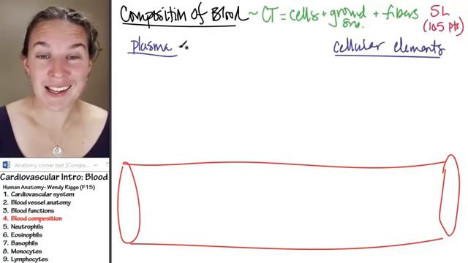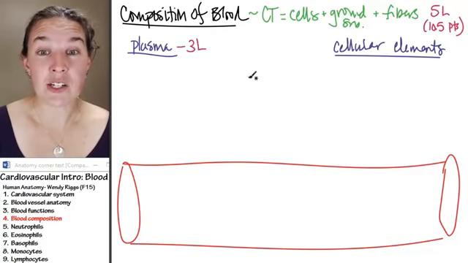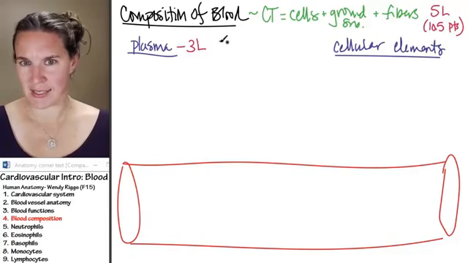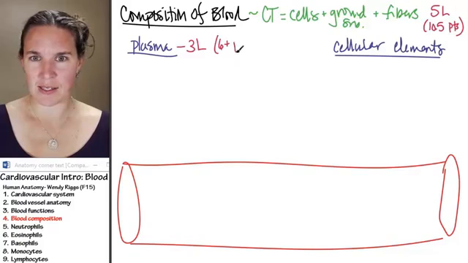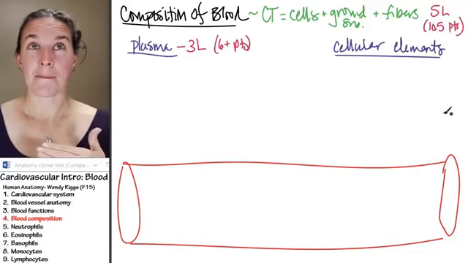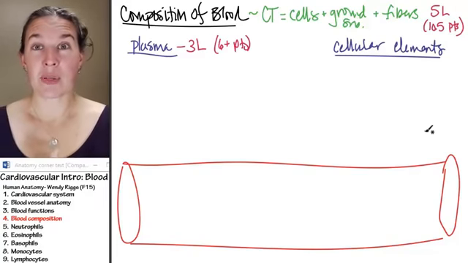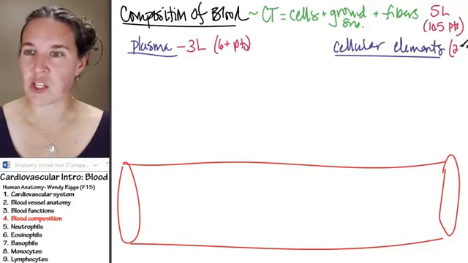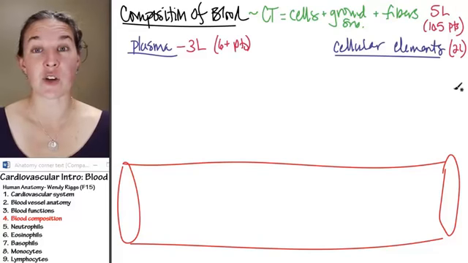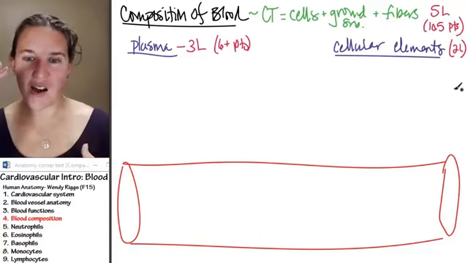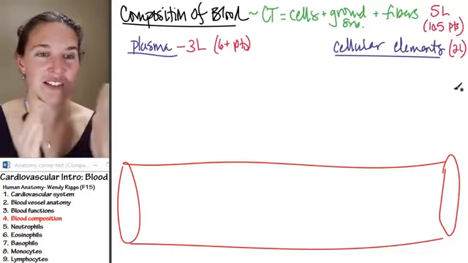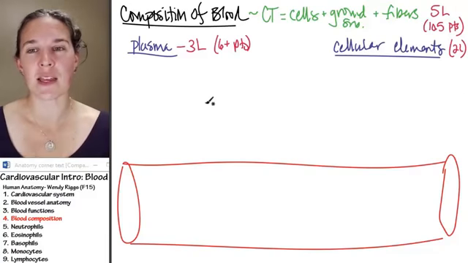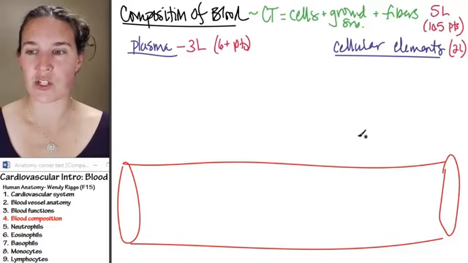Your plasma, you've got about 3 liters. So what is that, like 6 plus pints is plasma, which is this fluid substance. Your cellular elements, obviously, you end up with 2 liters. That's what's left over. So if you were to separate out your blood into the cells and the plasma, which is the fluid part, then you would see that you have more plasma than cells. And we're actually going to show you a visual of doing just that.